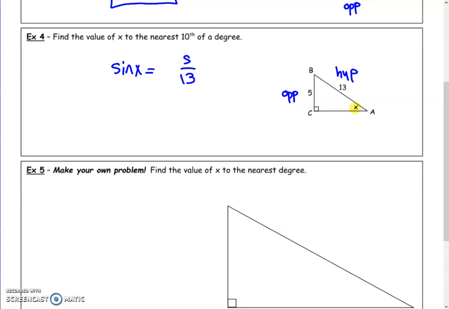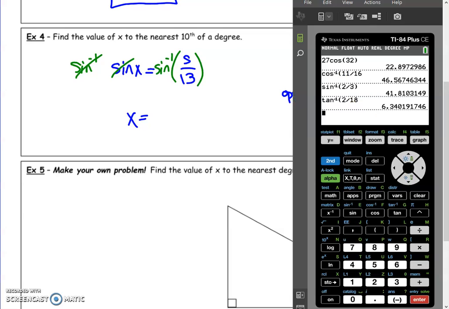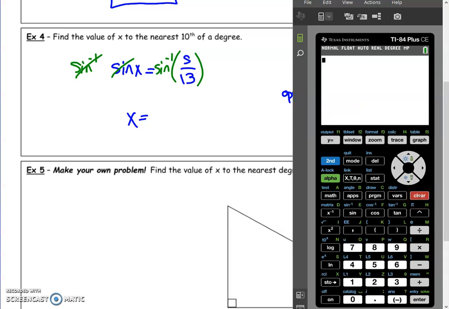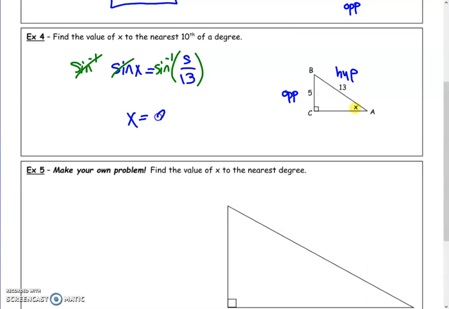To get the x by itself, in this case, I need to use inverse sine. Inverse sine and sine cancel. It leaves me the x. And let's see what we get on the calculator. I'll clear this. Second sine, you see the sine -1, 5 divided by 13. Hit enter. 22.61, so the 1 will leave the 6 alone. It's 22.6. And don't forget, it's an angle, so I need degrees.